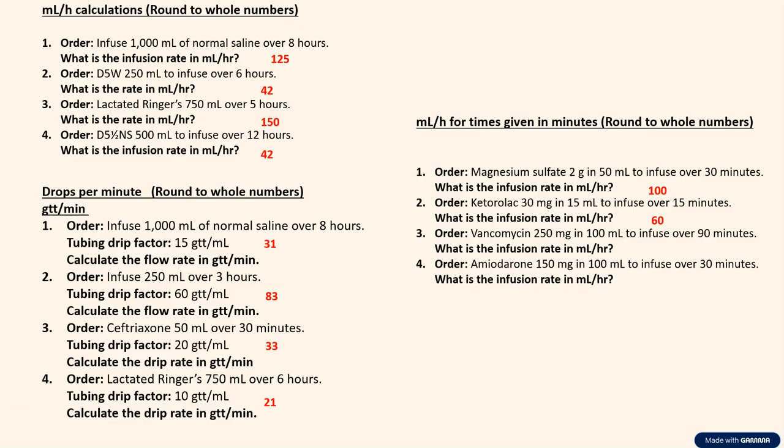Vancomycin, number 3, 250 milligrams in 100 milliliters to infuse over 90 minutes. What is the infusion rate in milliliters per hour? The correct answer is 67. And the final one, amiodarone, 150 milligrams in 100 milliliters to infuse over 30 minutes. And your drip rate is 200 milliliters per hour. I hope these worked out well for you.